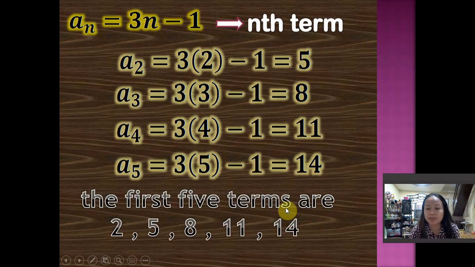Therefore, the first 5 terms of our sequence using this nth term are 2, 5, 8, 11, and 14. So these are the first 5 terms using this nth term, nth term is equal to 3 times n, or thrice n, minus 1. So in looking for the first 5 terms of a particular sequence, given the general term, we will simply substitute n with the number or ordinality of the term that we are looking for. Then simplify. We come up with the desired term.